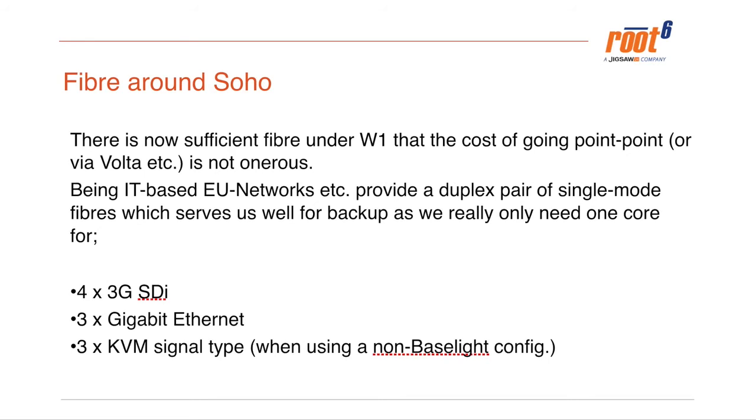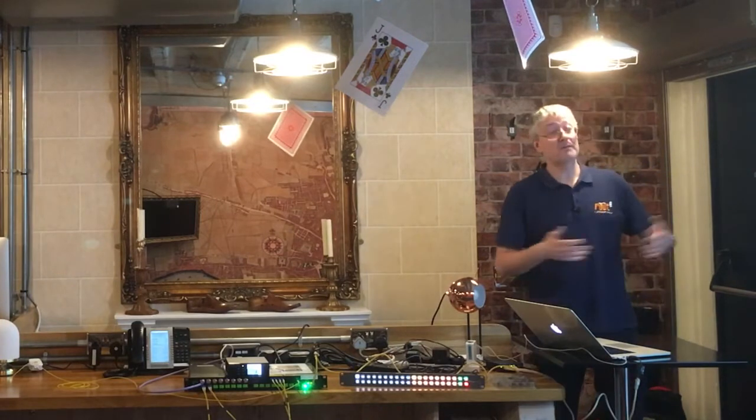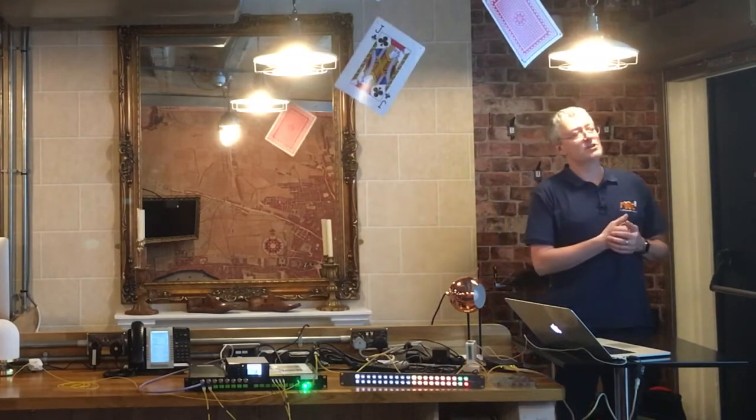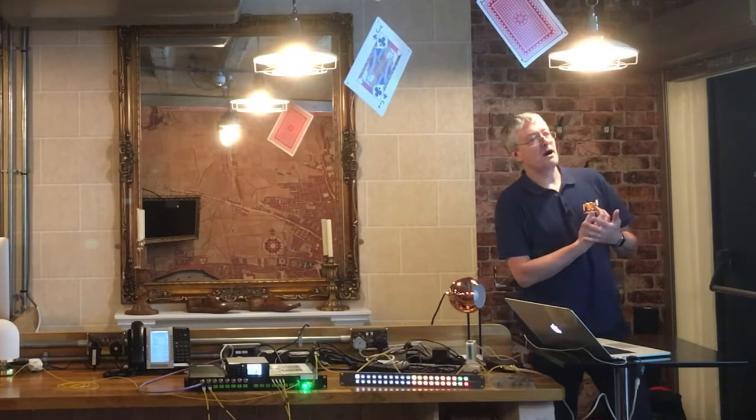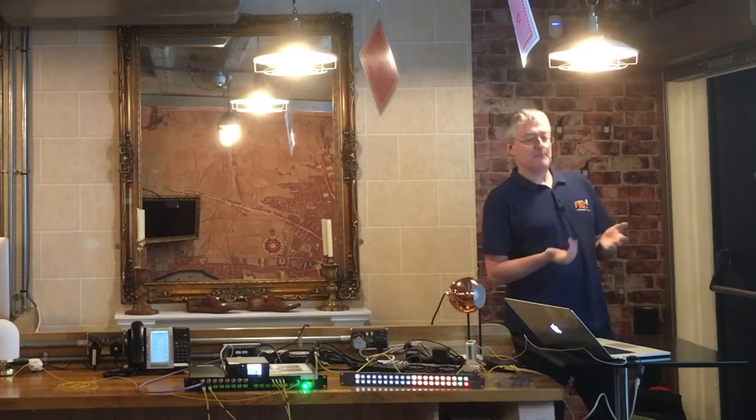So, fibre around Soho: there is sufficient fibre under West One that the cost of going point to point, even if you go via Volta or Equinix or some other data center, is not onerous, but there are enough points of presence, POPs. Literally, you walk around Soho, and as we've got friendly with EU Networks, as we've started to implement this, you just recognize where all the cabinets are, and there are probably 100 within a mile of here. So pretty much any facility, for not much money, can have their own dark fiber run straight to their machine room.